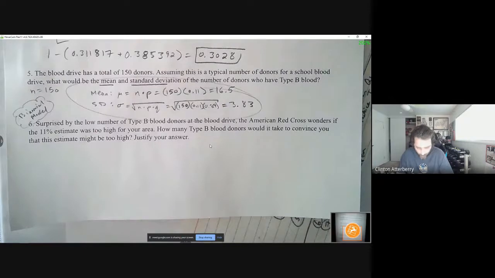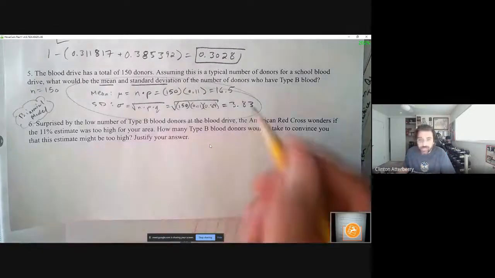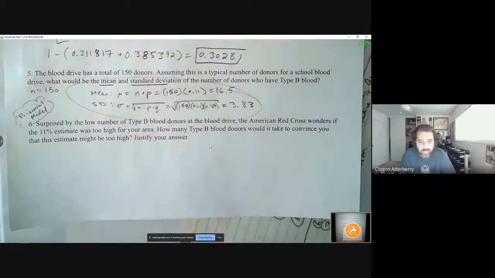Okay, so they didn't tell you how many type B blood donors were at the drive. So before they give you an answer, let's say they were expecting 16 and let's say they got 14 or 13 or 12 or 11. At what point would you say, yeah, maybe my area just doesn't have a lot of type B blood people? Maybe there's more type B blood people in the next town over or the next state over or something. I don't know, right? You kind of understand, right?